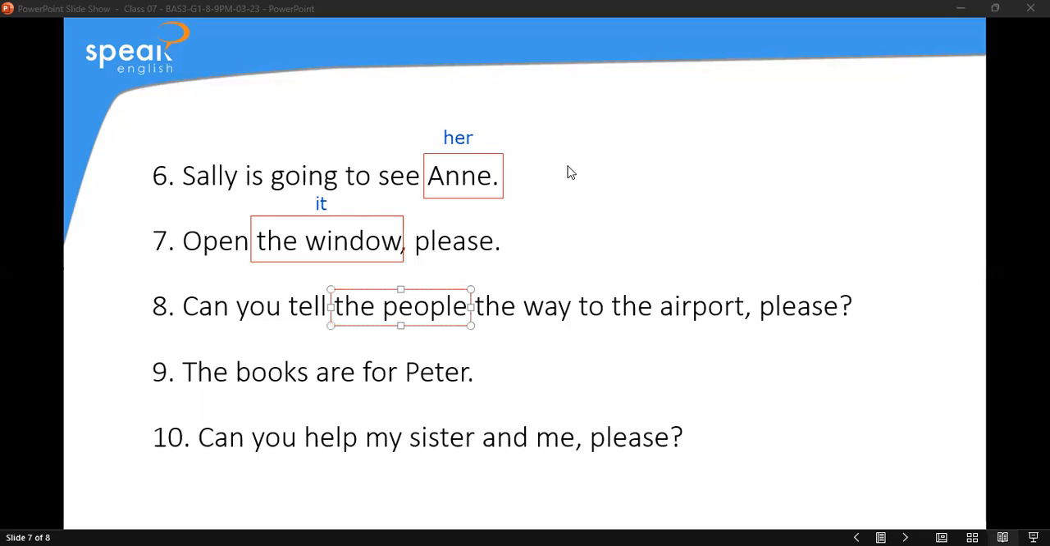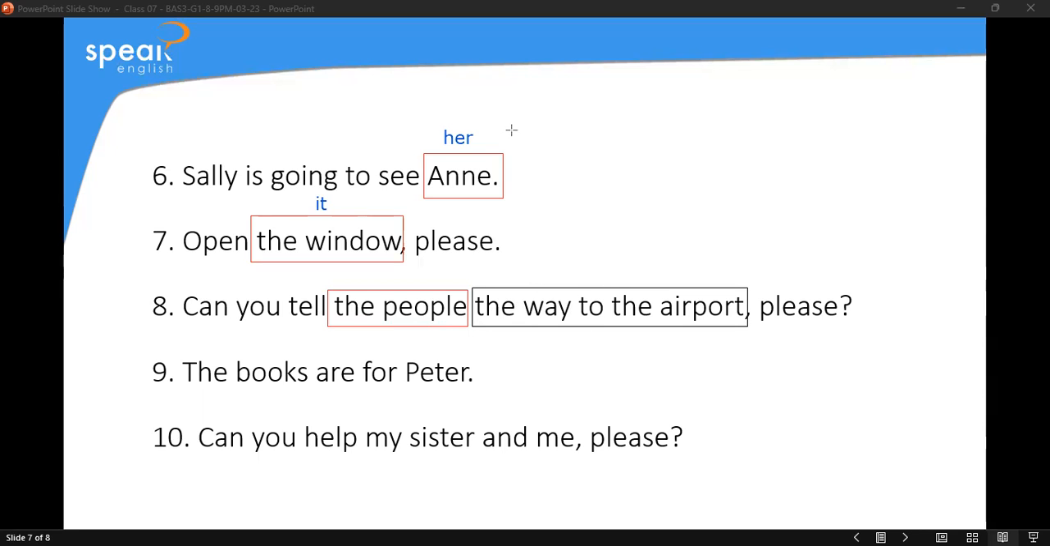Them. The question is, what can you tell? The way. The way to the airport. Okay. So the people is the indirect object because they are receiving the instructions.